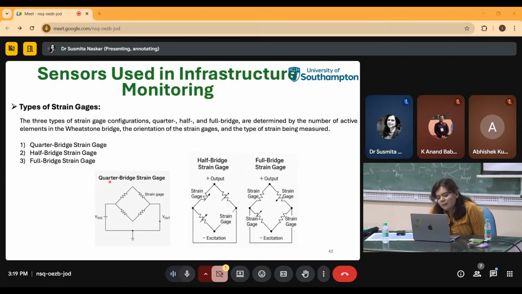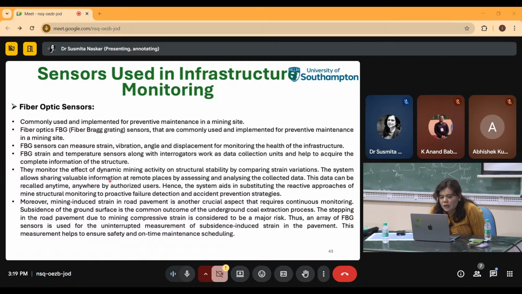And then one of the very famous ones, which I think you will always come across, is the fiber optic sensor. The fiber optic sensor, especially the fiber Bragg grating, called an FBG sensor, is becoming one of the key technologies in infrastructure monitoring. They are also very important for preventive maintenance, particularly in mining and other high-risk environments where we are talking about human safety as well. Fiber optic sensors use light traveling through optic fibers to detect changes in strain, vibration, displacement and temperature. So how does it actually work?